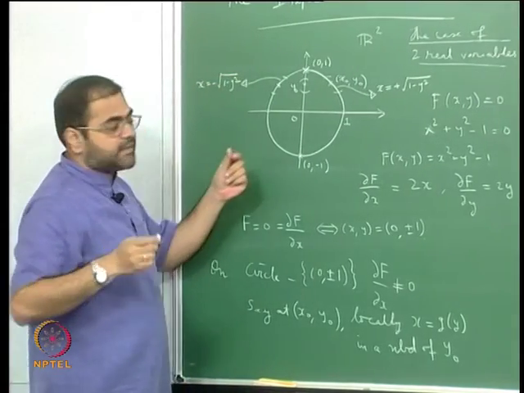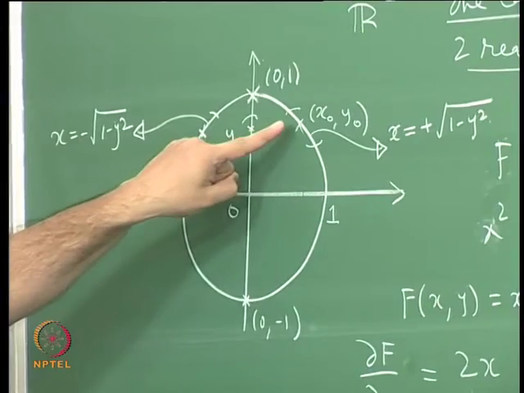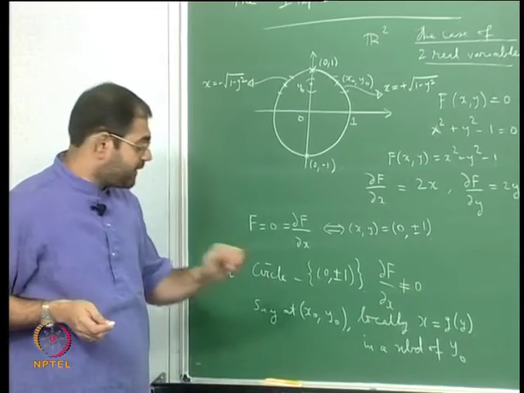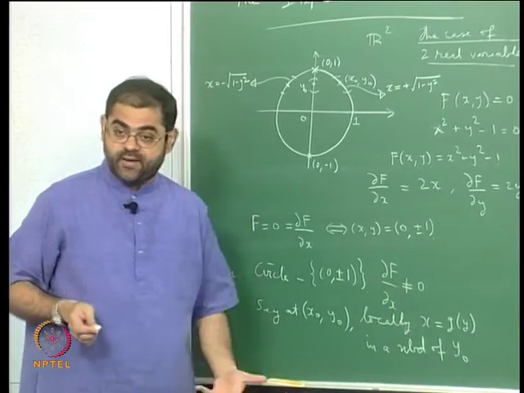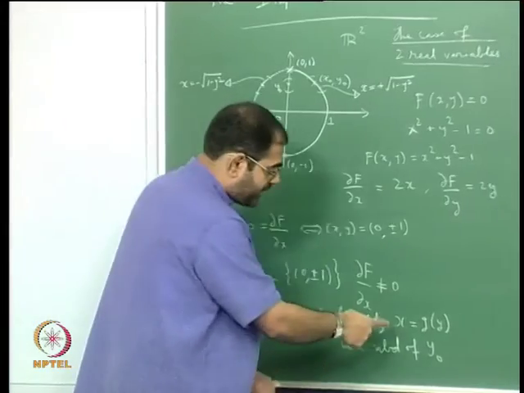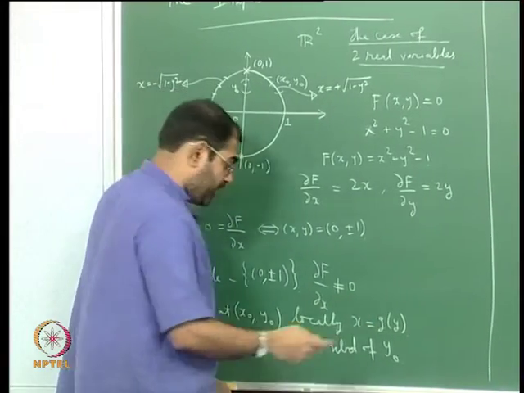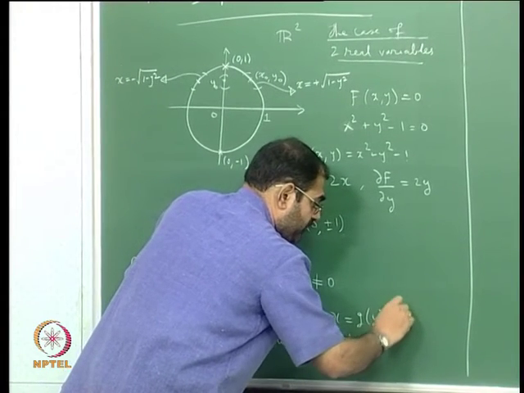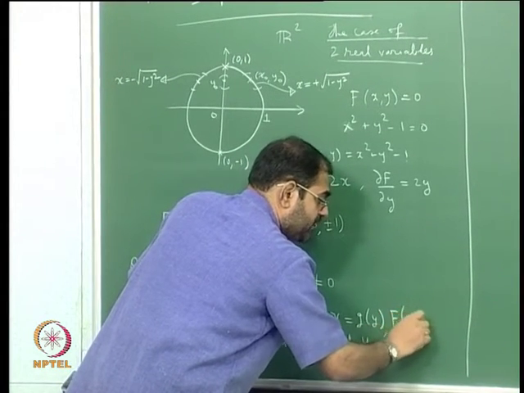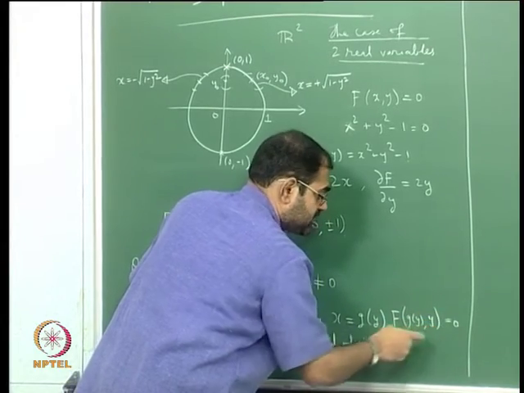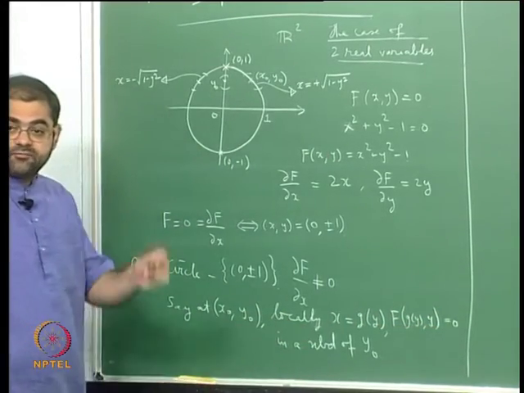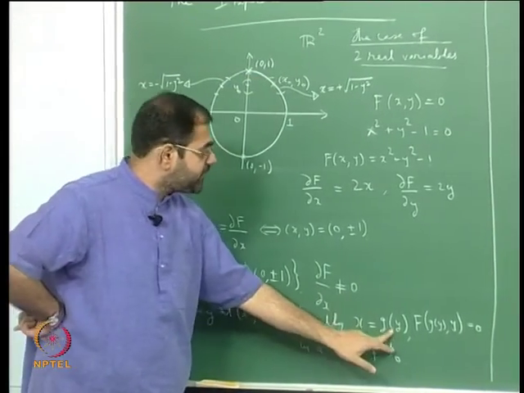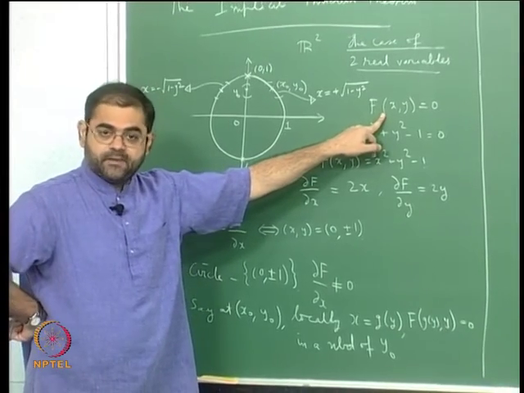So what you see is that if you choose a point where the first partial derivative with respect to x does not vanish, you can write x explicitly as a function of y. And mind you, when I write x equal to g of y, what it means is that f of g of y comma y is 0, because x equal to g of y is actually a piece of the curve. So x equal to g of y will satisfy the equation of the curve.